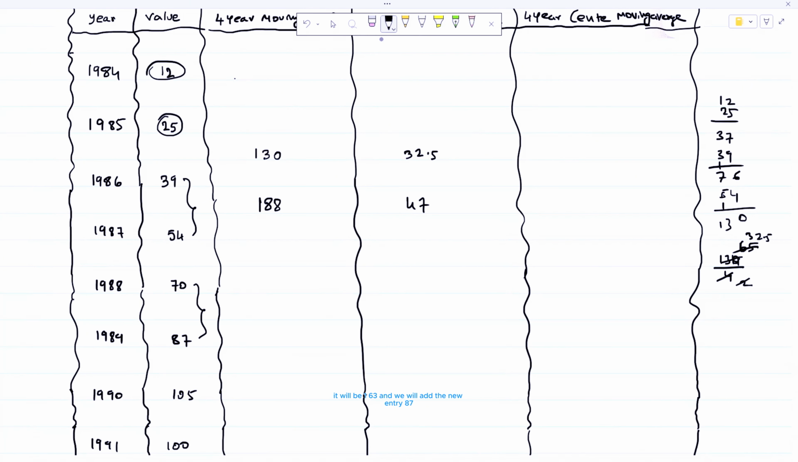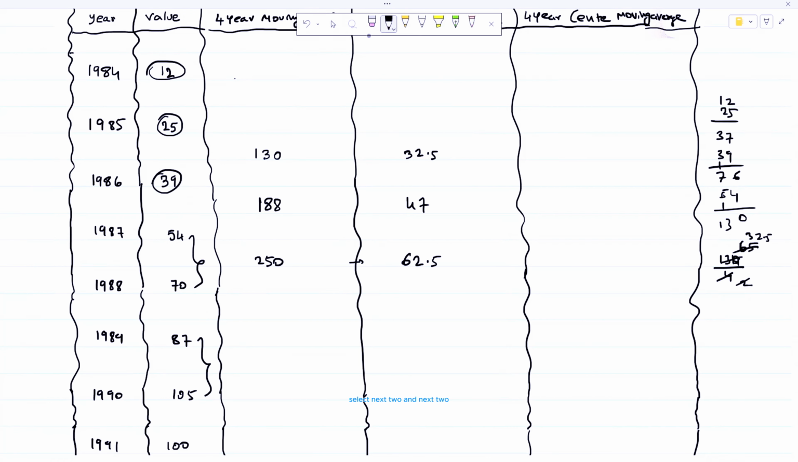And we will add the new entry 87. So 163 plus 87 is 250. This 250 will be entered in the gap. And this divided by 4, we will get 62.5. And next we will round the 39. Understood the procedure? We will repeat it continuously.